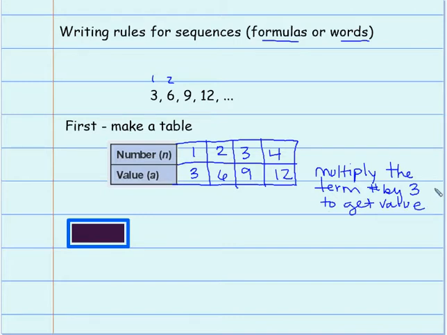Okay, so how is that represented as a formula? Well, I'm going to show you something a little different here. Notice, it says a sub n equals 3n, right? This is a sub n, so that's how you would read it: a sub n equals 3 times n, or 3n. This n is a subscript.